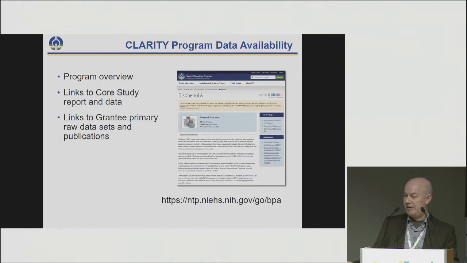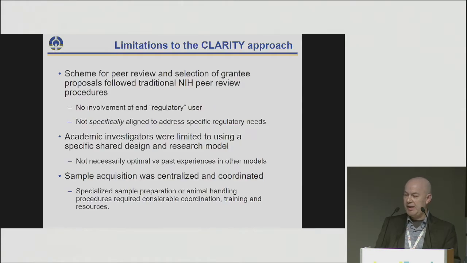So just finally, the lessons learned from both CLARITY and some of these other projects. A key thing here was the scheme for how we do peer review at the NIH. The fact that there's no involvement of the regulatory end user in either the problem formulation or the direct involvement with the grantees to tailor those particular proposals. And the problem there is that you get proposals that aren't specifically aligned to a regulatory question. And so a key limitation there is that was exactly what happened here. We didn't have the involvement of the regulators very, very early on.